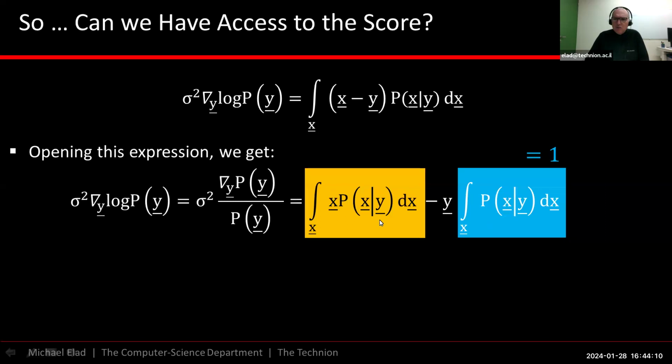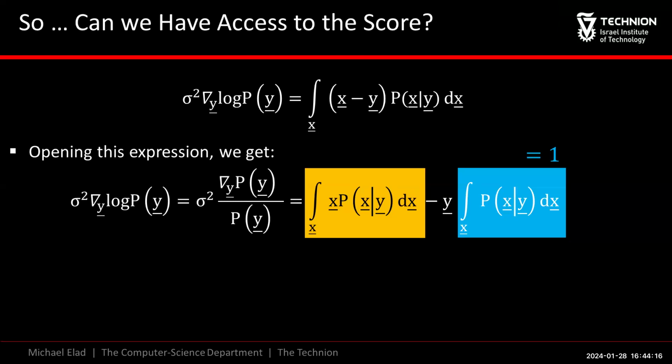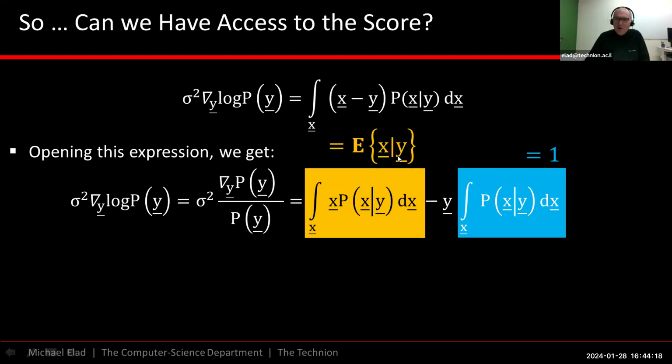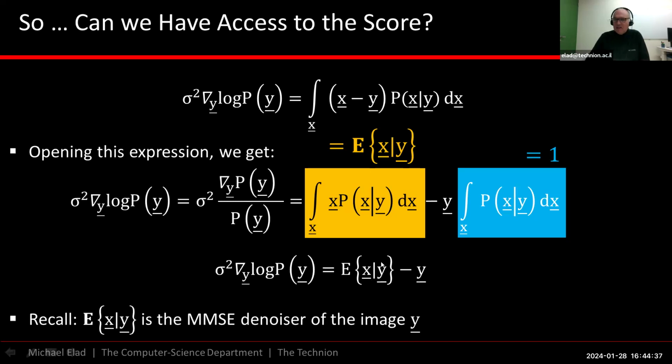What about the yellowish part? What is this? Conditional expectation. Or let's call it in other words, what is it saying? It says, if you give me y, I'm supposed to clean it up. I'm supposed to denoise it and come up with the MMSE denoiser. This is the MMSE denoiser. Okay? So I'm summarizing. This is nothing but the MMSE denoising of the image y.